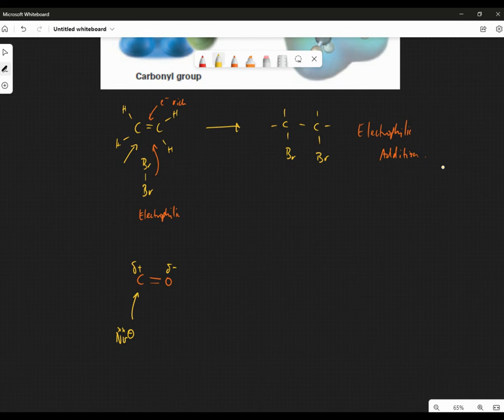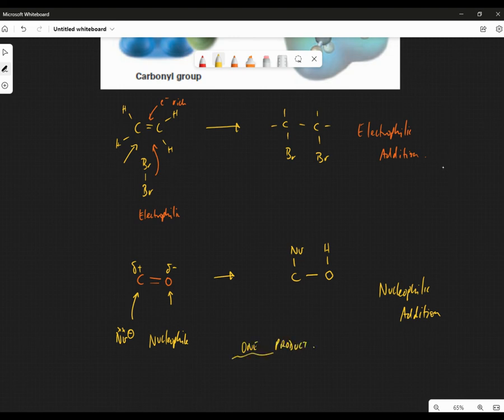Then something's going to attack this side. So in this one, the carbon is going to add on to a nucleophile like this, and the oxygen is going to maybe add on to a hydrogen, as we're going to see. So the original thing that's attacking is a nucleophile. If you add across a C=O, this is going to be nucleophilic addition. It's not electrophilic addition, it's nucleophilic addition. But the same thing applies: you get one product.